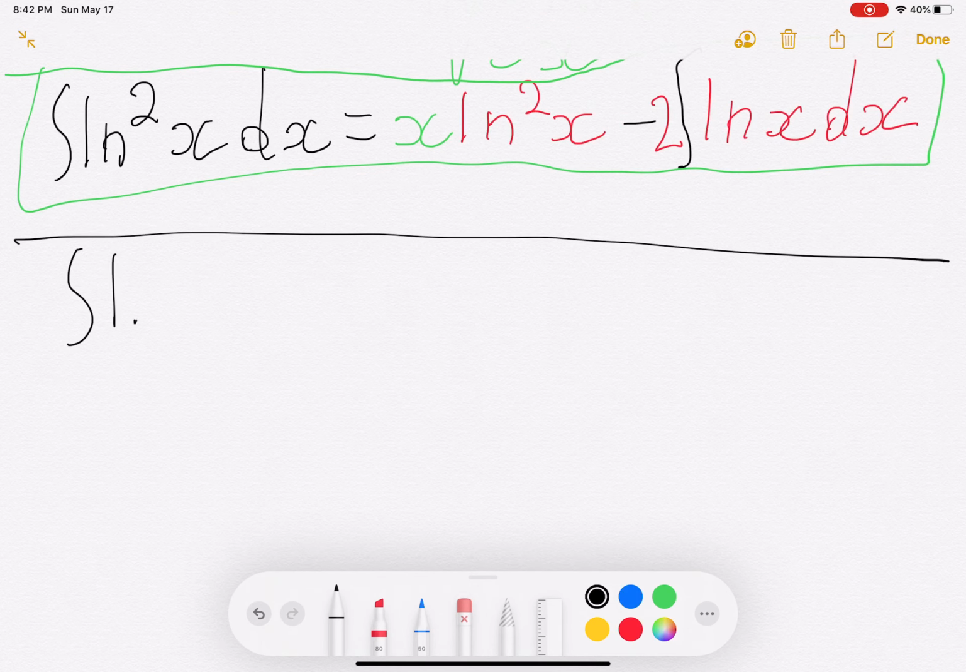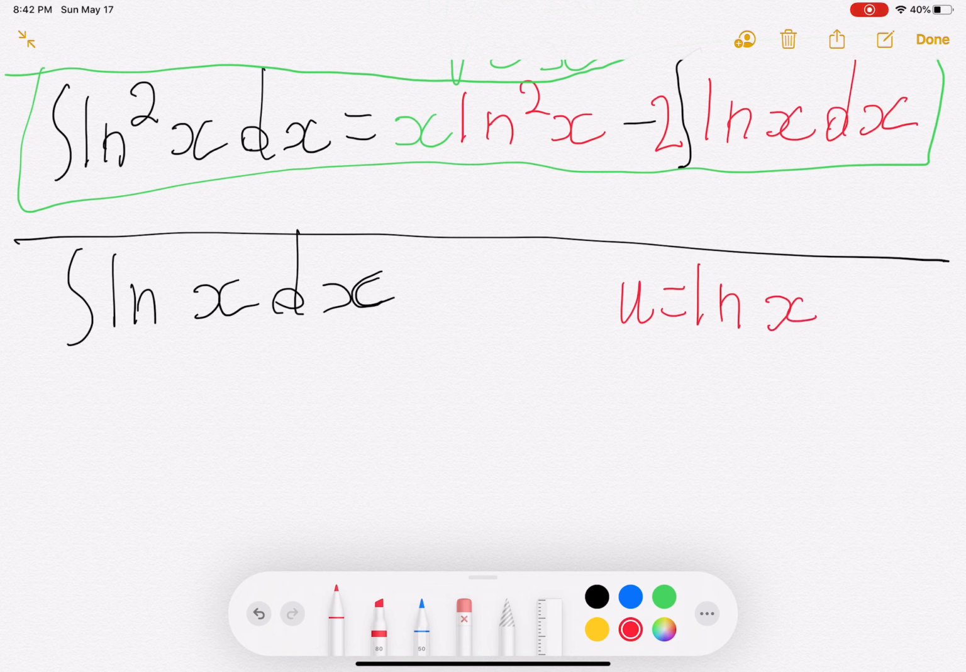So integral of ln of x dx. So let's try finishing this quickly. So we're setting u obviously equal to ln of x, and du being 1 over x. Okay, got it? We all know that the derivative of ln of x is just 1 over x. It's just something you should memorize.